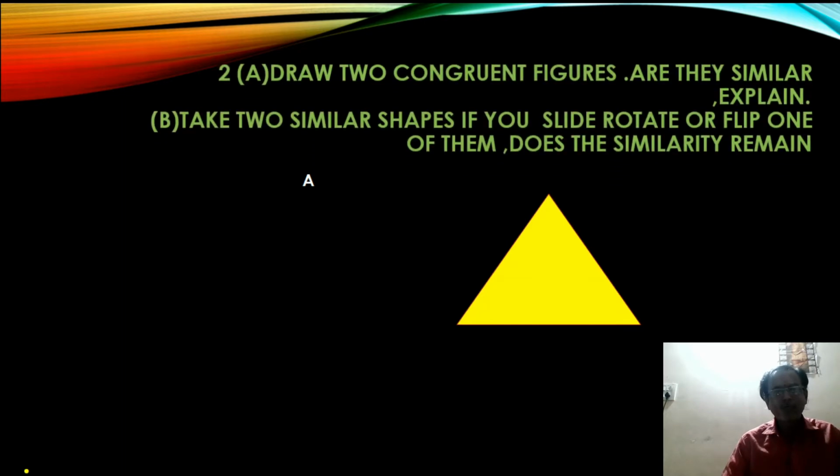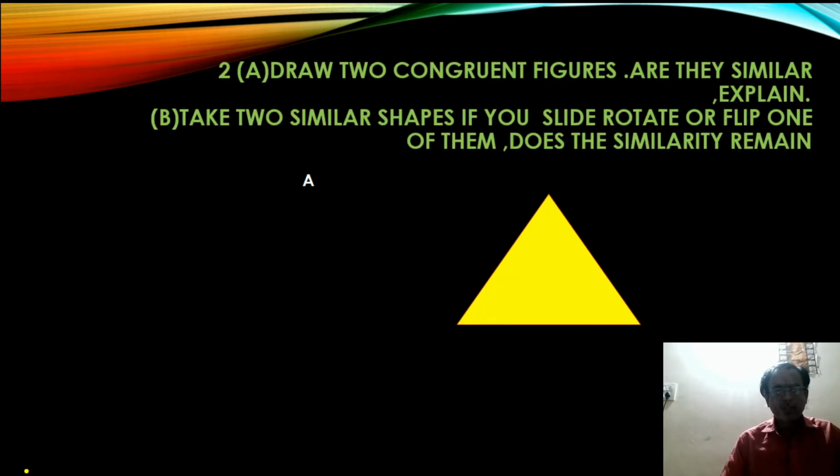Okay. Now see children, next question. Draw 2 congruent figures. Are they similar? Explain. And the second question, take 2 similar shapes. If you slide, rotate or flip one of them, does the similarity remain?